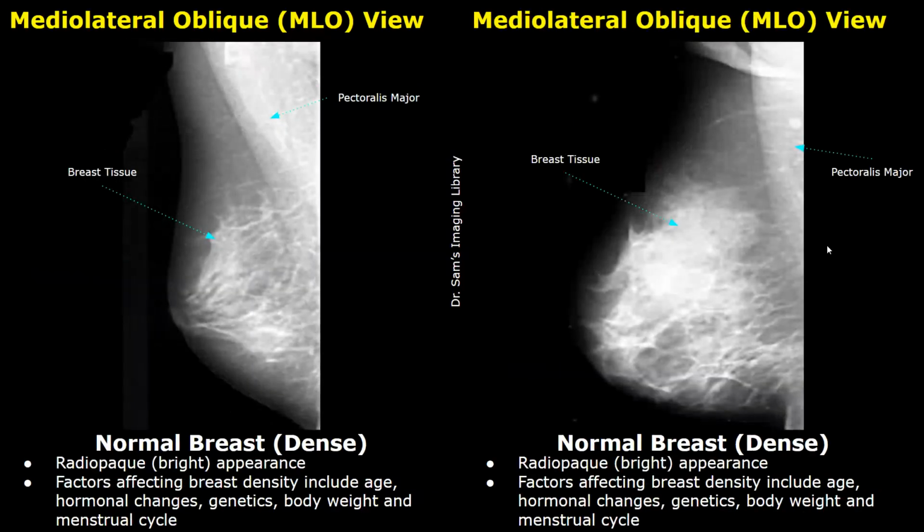These are normal images of dense breasts. Their appearance is very bright, radio-opaque, because they are composed of high amount of glandular and connective tissue. Glandular and connective tissues are dense and they appear bright on X-rays. It is difficult to locate pathologies in a dense breast because they get obscured by these dense glandular and connective tissues.